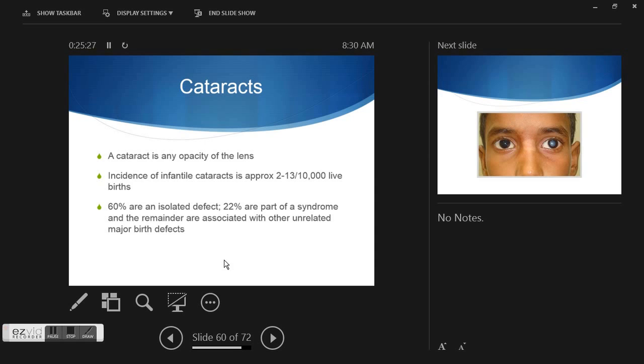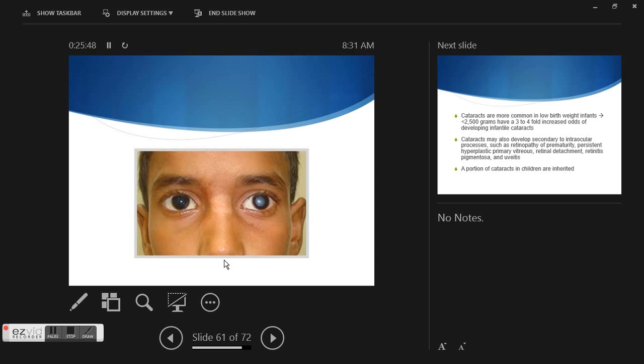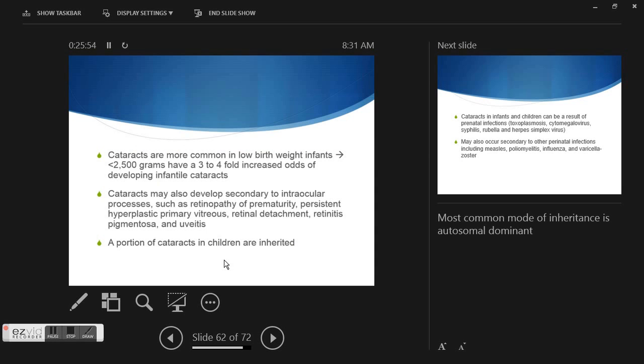So, glaucoma versus cataracts. A cataract is any opacity of the lens. The incidence of infantile cataracts is approximately 2 to 13 per 10,000 live births. 60% are an isolated defect, whereas 22% are part of a syndrome, and the remainder are associated with unrelated birth defects. So here's a picture of a guy with cataract.